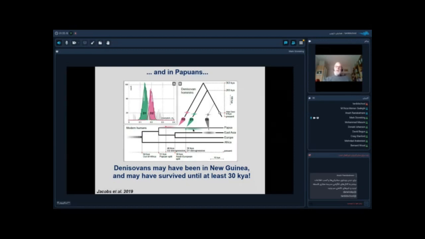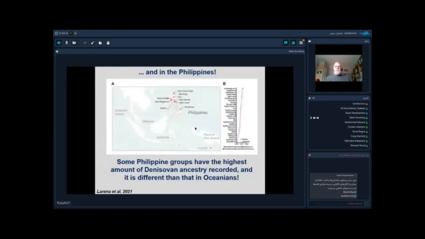We're in New Guinea. And so it's quite controversial, but it suggests Denisovans may have been in New Guinea, been able to make the water crossing to get into Australia and New Guinea. And we also see Denisovan ancestry in the Philippines. And some of these Philippine groups have the highest amount of Denisovan ancestry recorded. And it's clearly different ancestry than what we see in the Papuans. So many different pulses of Denisovan ancestry in modern humans.